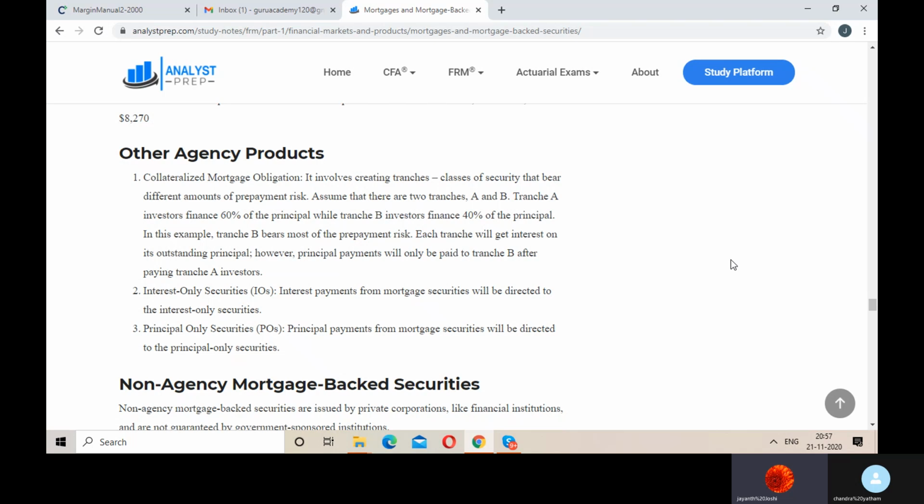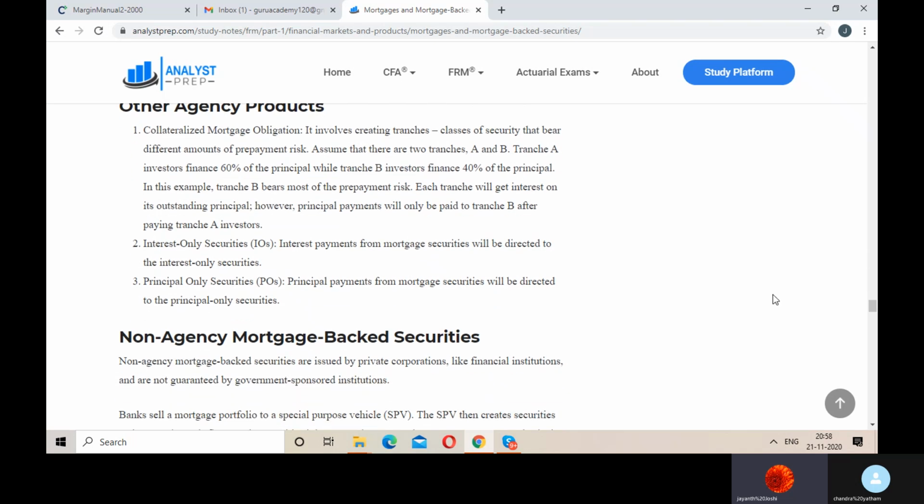Each tranche will get interest on its outstanding principal. Okay, that means the good securities come under tranche A, bad securities come under tranche B, and in tranche A good prepayment is expected. Why? Because those are customers with a good profile. Tranche B, you cannot expect good prepayments, because those customers do not have a good profile. Each tranche will get interest on its outstanding principal, and principal payments will only be paid to tranche B after paying tranche A investors. That means whatever the bank or company has borrowed, they need to repay.